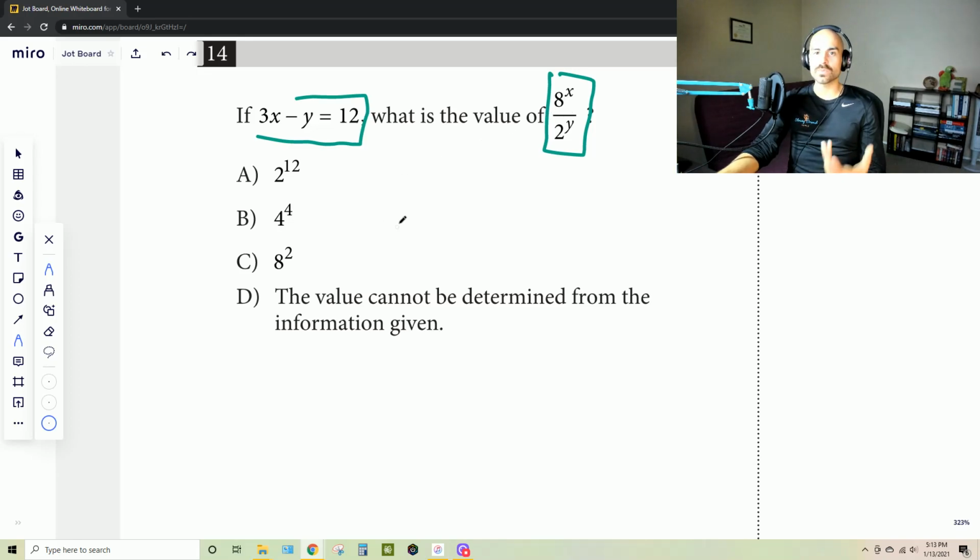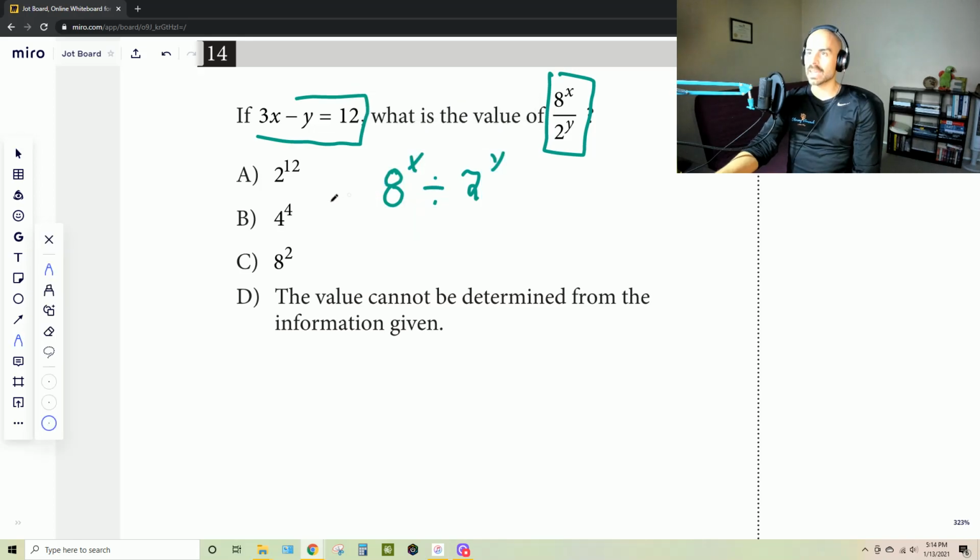Well, remember, so many times on the test, they're asking us to remember that fractions are division problems in disguise. So we can rewrite this as 8 to the x divided by 2 to the y power. Okay, what's good about this?